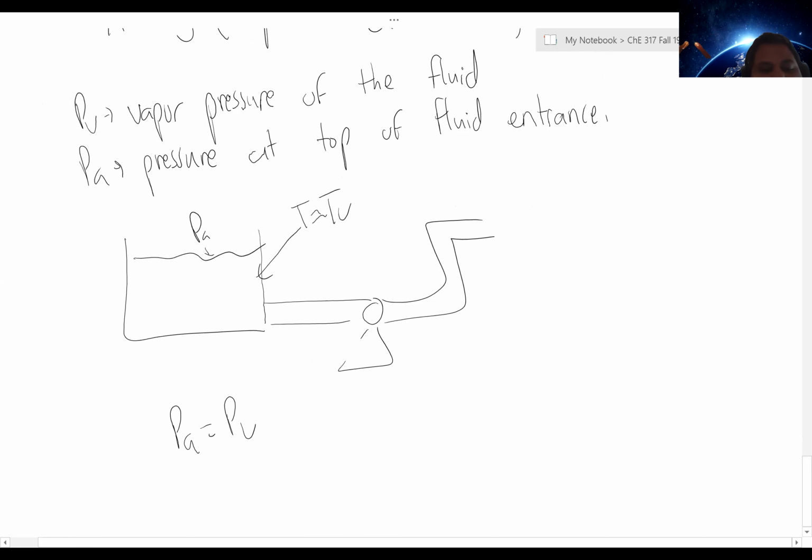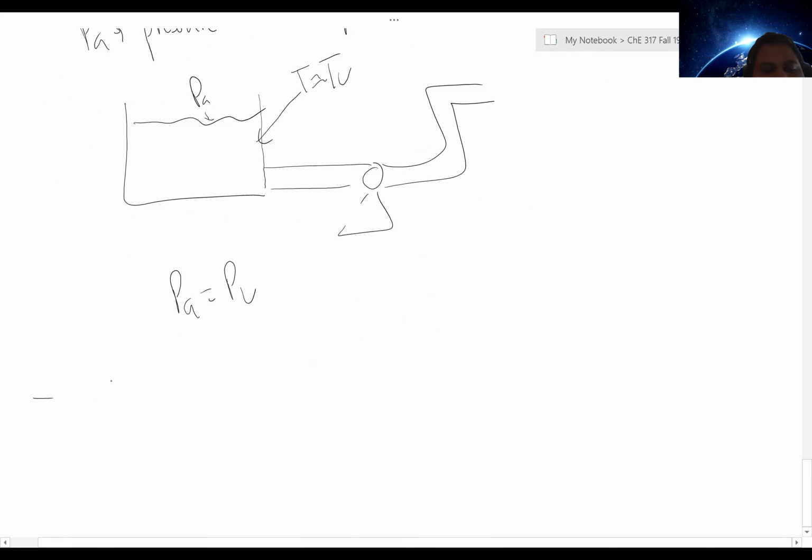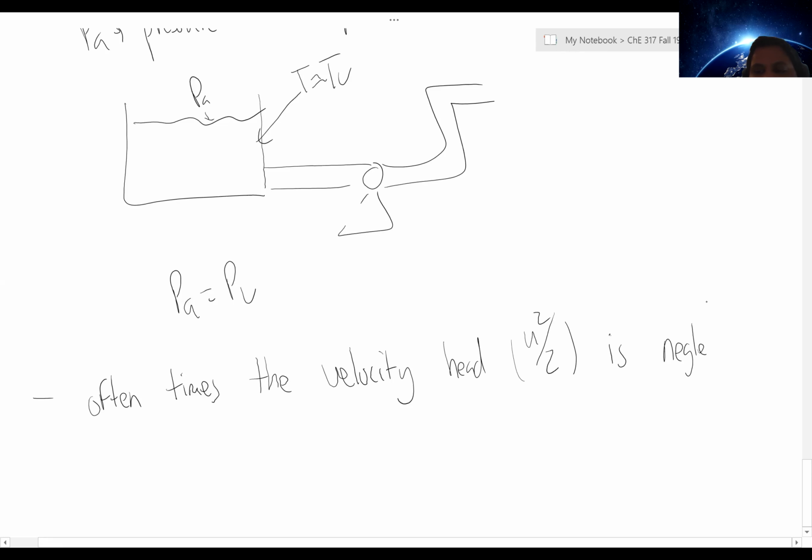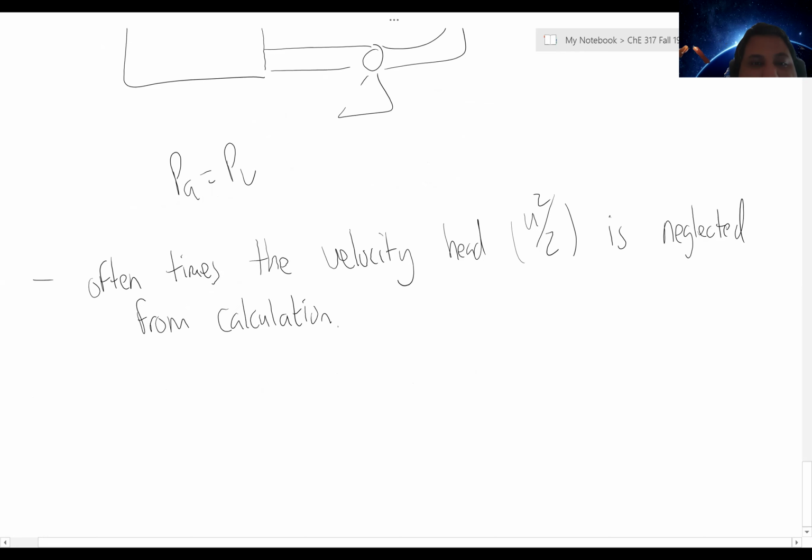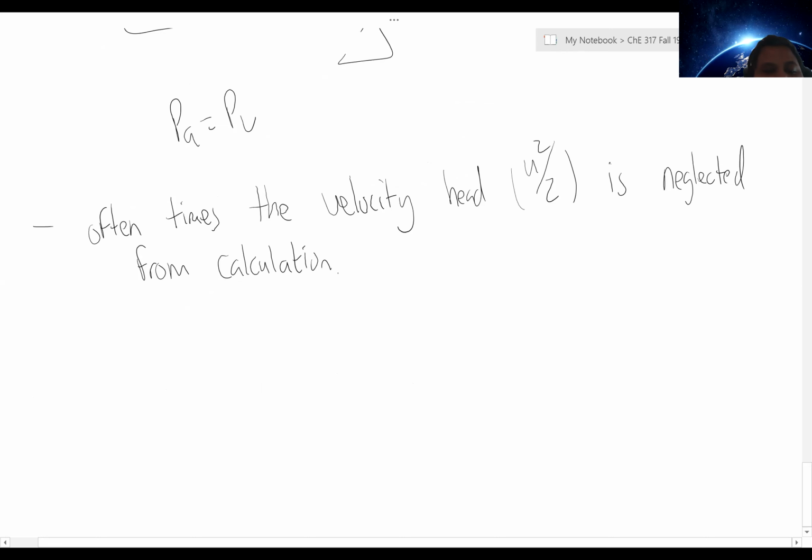One thing I will note is that oftentimes the velocity head term, this u squared over 2 term, is neglected from calculations because it's typically negligible. You'll actually find in your book, if you look on page 204, equation 8.9, it doesn't even show up, because it states that the value is pretty much minimal compared to the other terms in the expression.